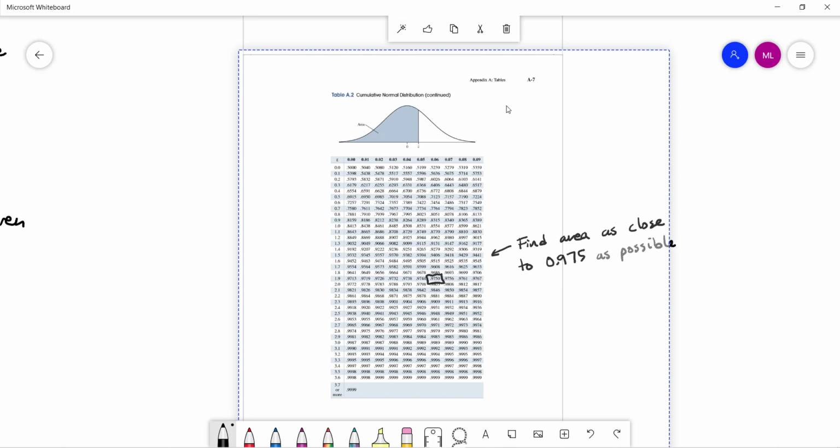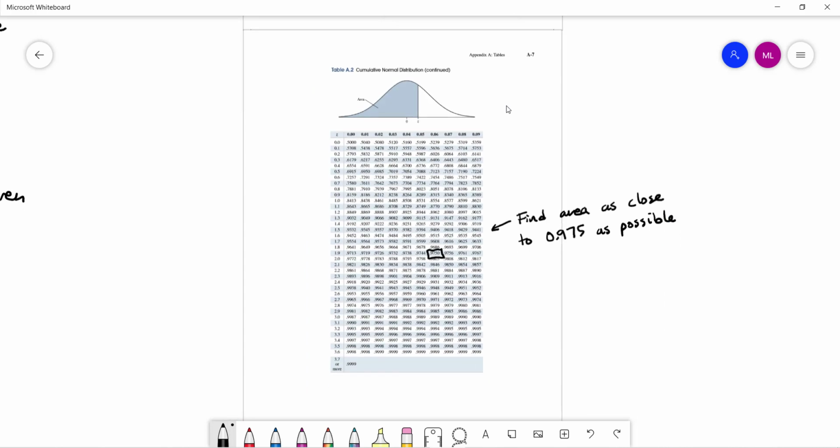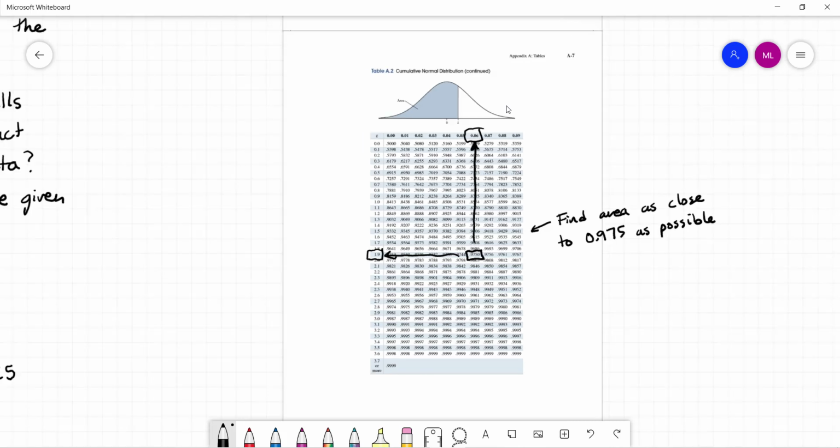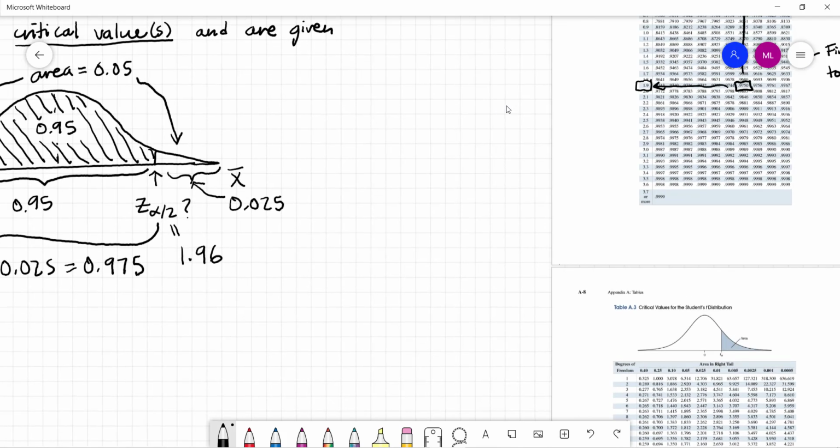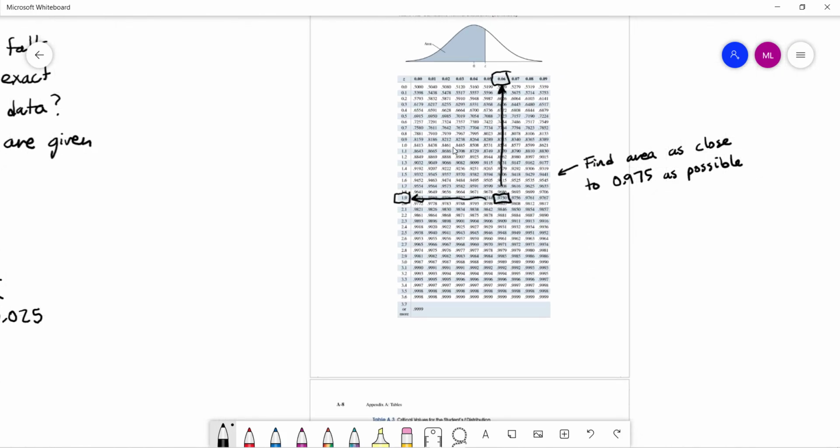And what is the corresponding z-score? It is 1.96. So the z sub alpha over 2, this z-score right here, is 1.96. It's not quite 2, it's 1.96. That is the one that corresponds to the middle 95% of the area.